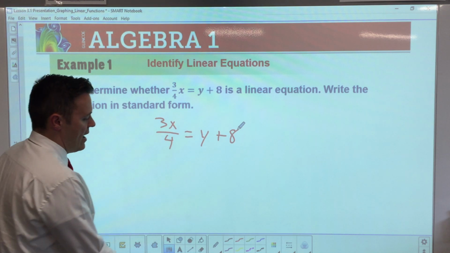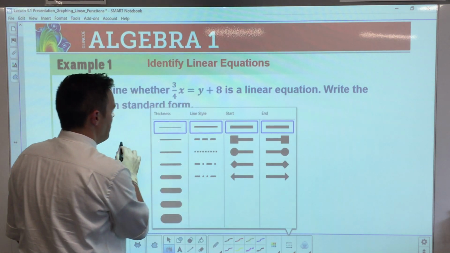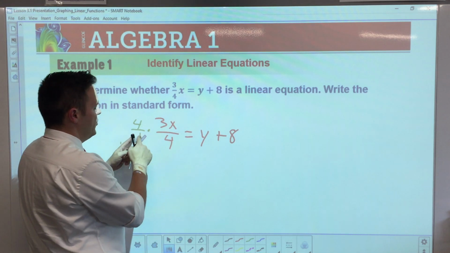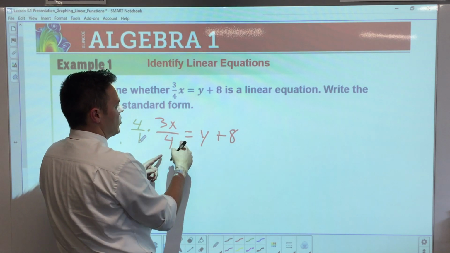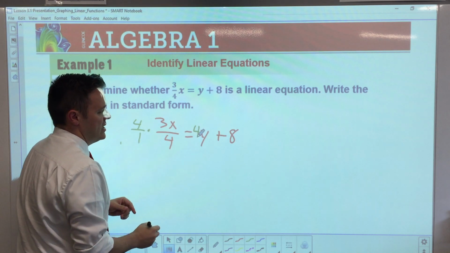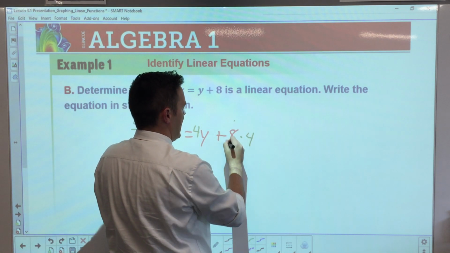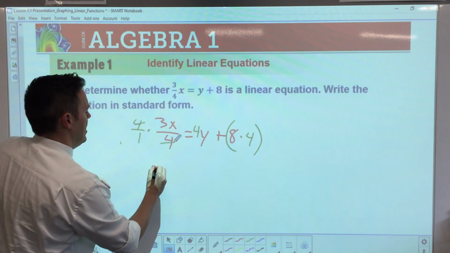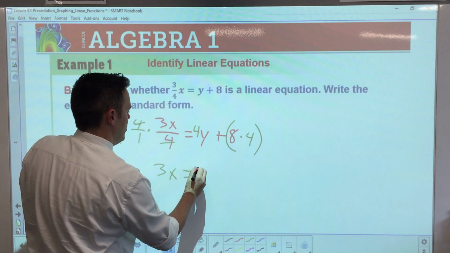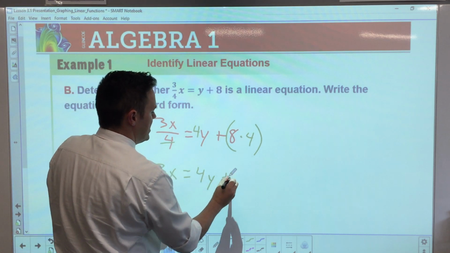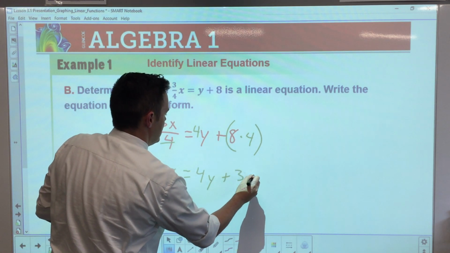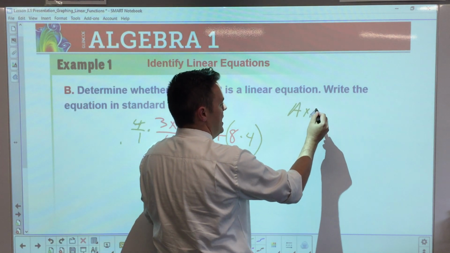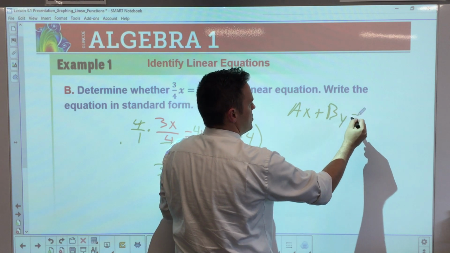So we want to get rid of this fraction, so we're going to multiply everything in this equation by 4, 4 over 1 to be more specific. If you multiply this by 4, then we multiply this by 4, and then this back half by 4. Cross these out, and you have 3x equals 4y plus 8 times 4, which is 32. Now we want to get it into the standard form, ax plus by equals c.